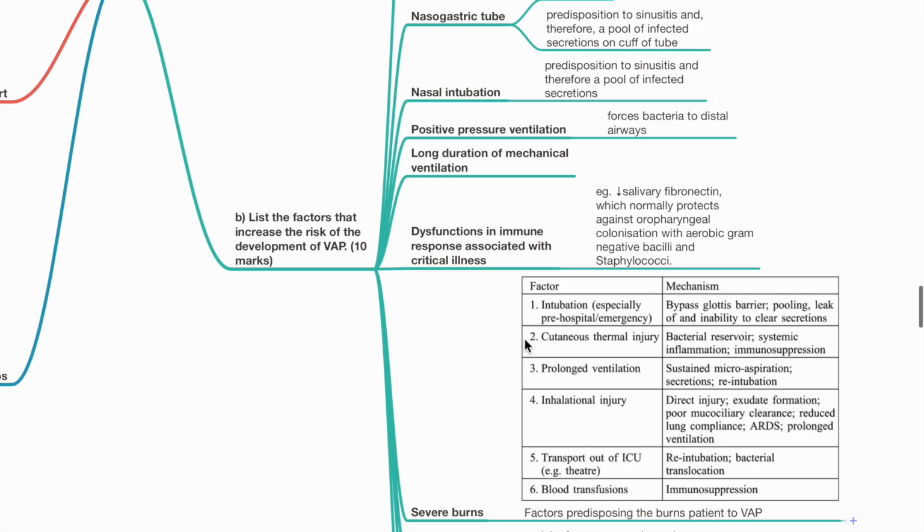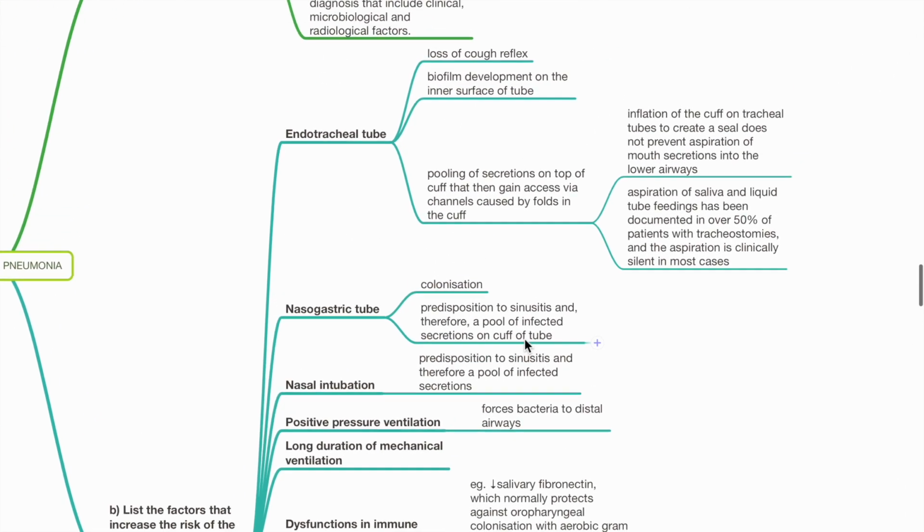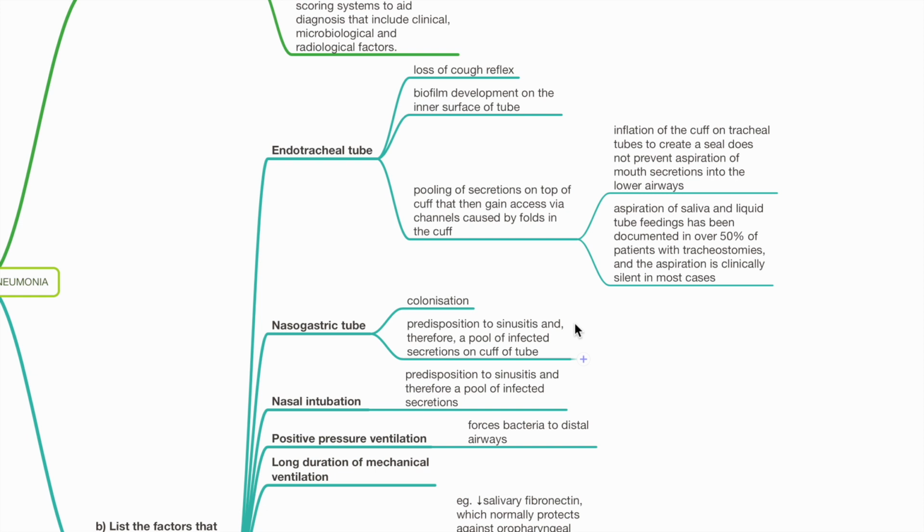B. List the factors that increase the risk of development of VAP. This includes endotracheal tube. Endotracheal tube causes loss of cough reflex, biofilm development on the inner surface of the tube, and pooling of secretions on top of the ETT cuff that then gain access via channels caused by folds in the cuff. Nasogastric tube, which leads to bacterial colonization and predisposition to sinusitis, and therefore development of a pool of infected secretions on the cuff of the tube.